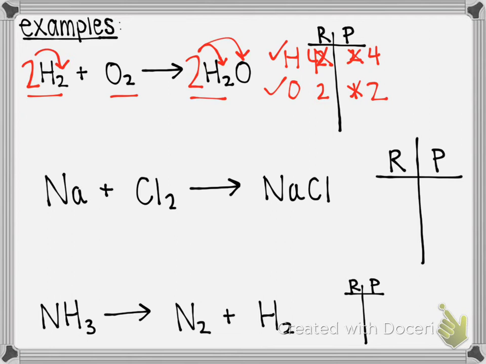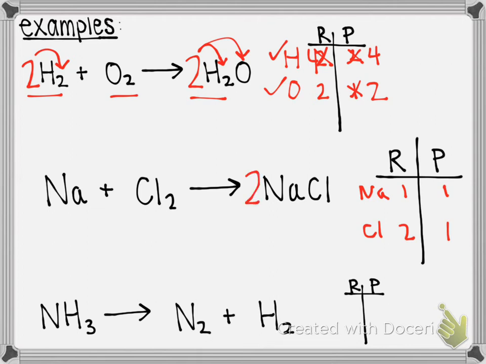Our next example, Na plus Cl2 makes or yields NaCl. So your reactants, you have Na and Cl. Reactant side, you have 1 Na and 2 Cl. Product side, you have 1 Na and 1 Cl. So we know that the Na's are balanced, but the Cl's are not. So now we need to change the number of Cl's on the product side to make sure that it is balanced. We can put a 2 here as the coefficient.